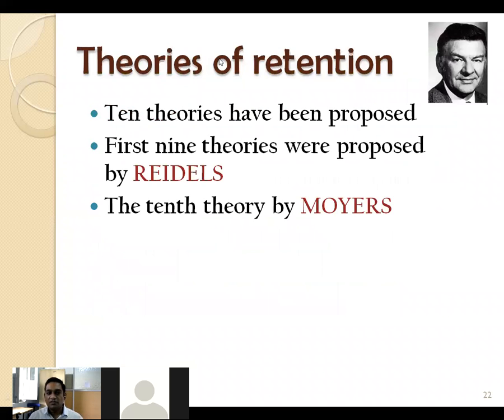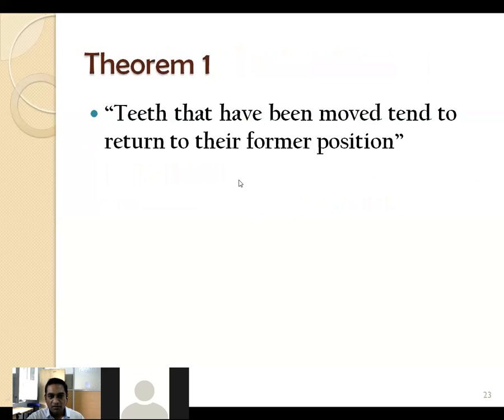Coming to theories of retention, there are 10 theories which have been proposed by Riddle, and the 10th one is given by Moyers. Coming to the first theorem, this theory says that teeth that have been moved tend to return to their former position. It means any tooth which is moved from one place to another always has a tendency to come back to the original position.